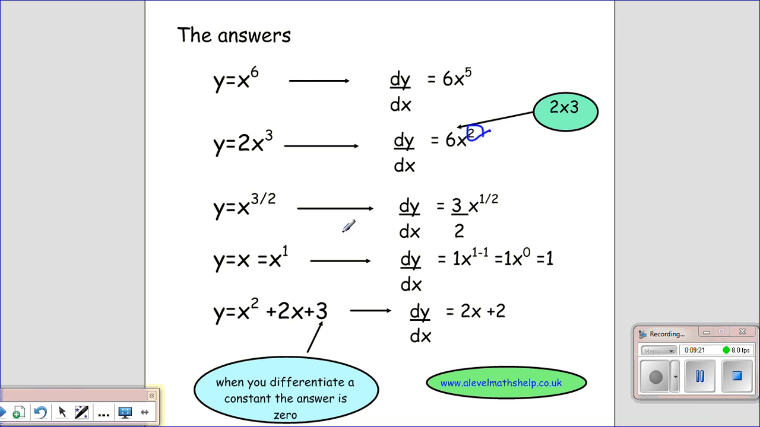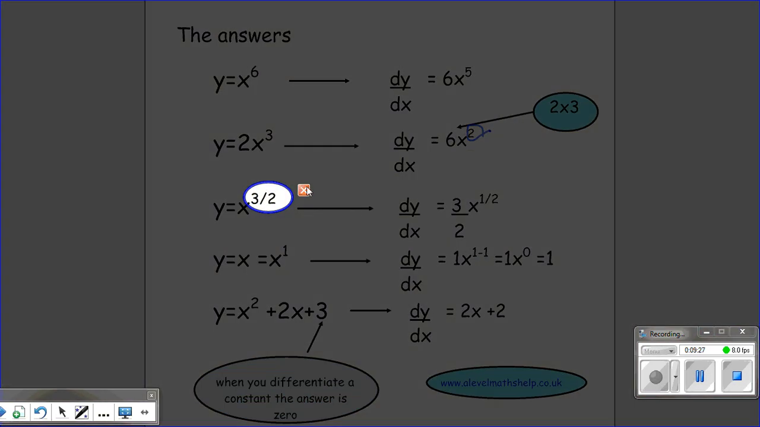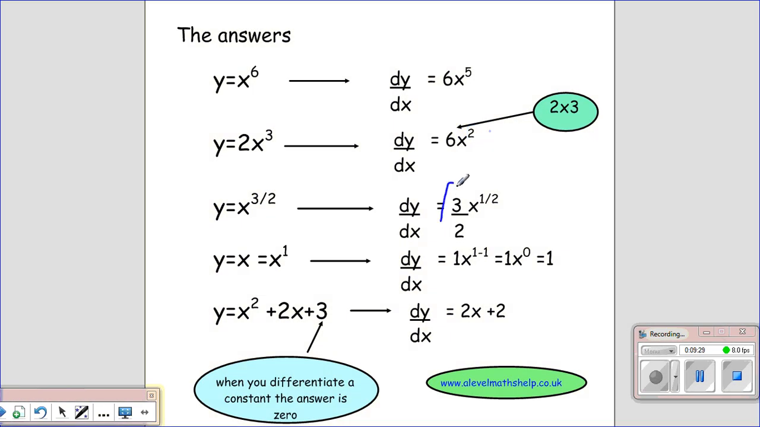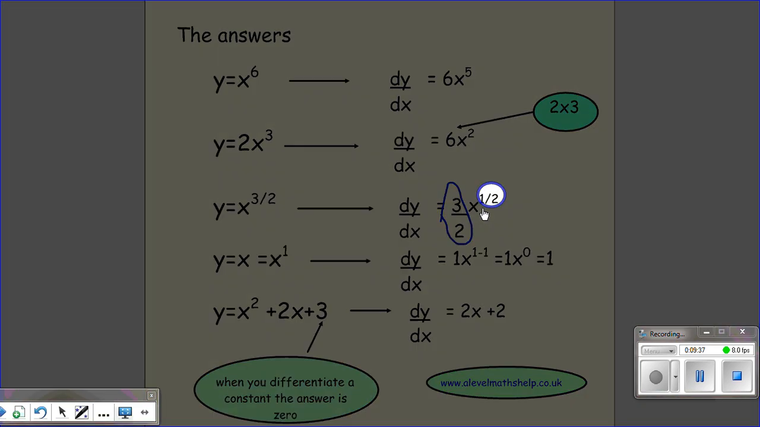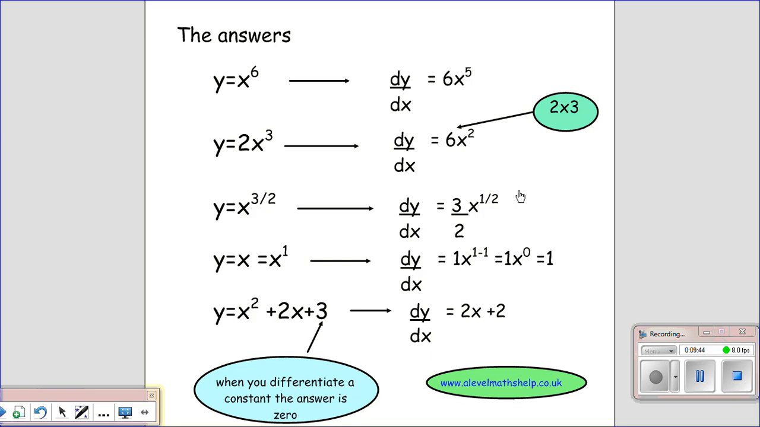Now I know this one looks harder, but it's not really. You take the power, so the power is 3 over 2, the fraction, and then you multiply by that fraction. So you just multiply by 3 over 2. And then we take 1 from our power. So if our power is 3 over 2, when you take 1 from 3 over 2, which is 1.5, you get left with a half. Now y equals x, we've done that. So y equals x is the same as y equals x to the power of 1.